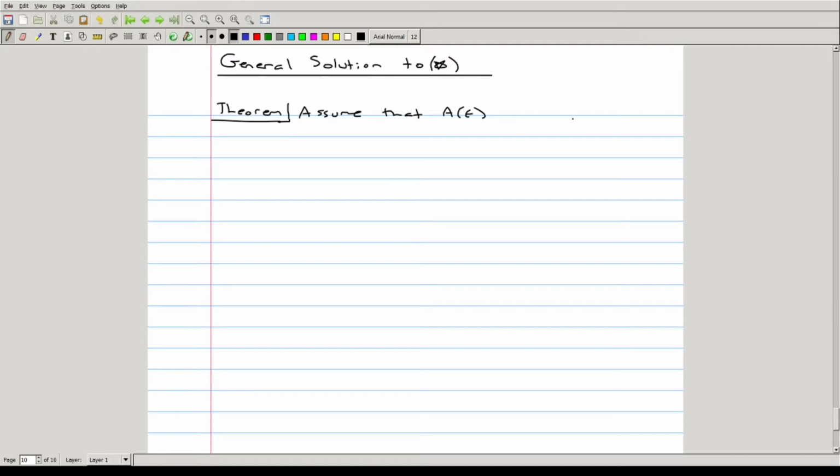Assume that A of t is an n by n continuous matrix function, and that B of t is an n by 1 continuous vector function on an interval I.